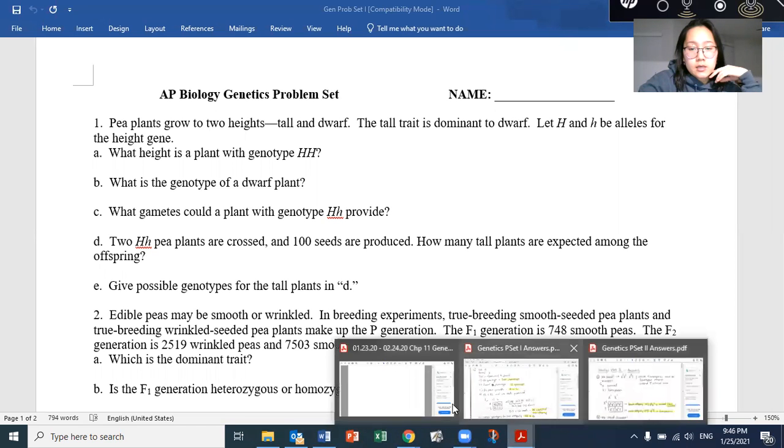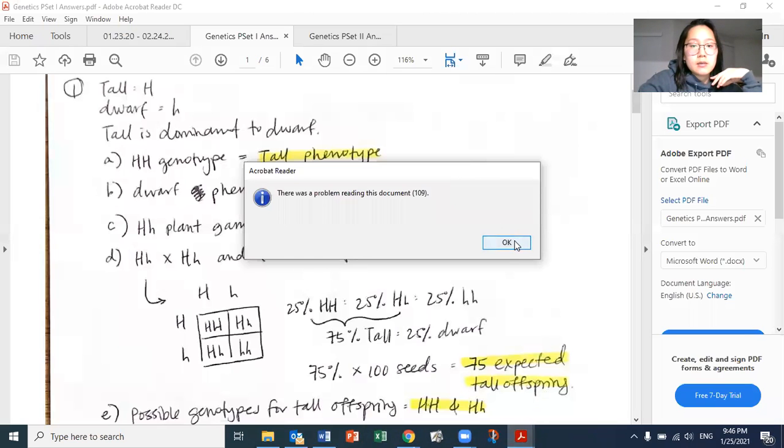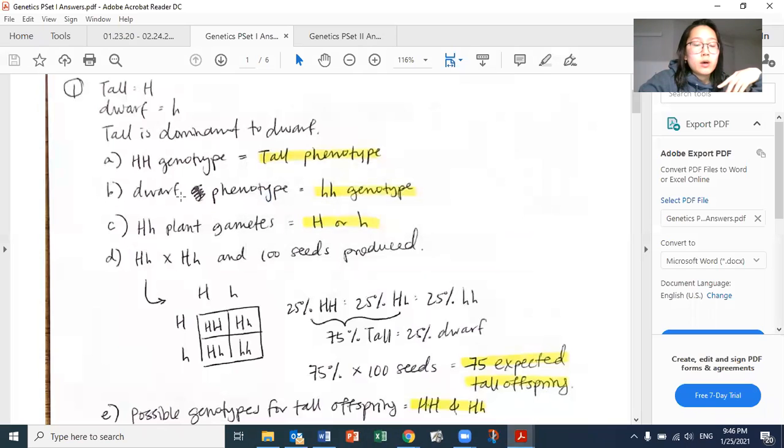So in the problem set, for number 1, obviously you would first mark down that tall is capital H and dwarf is lowercase h, okay? And you want to write out for yourself, just to make sure that you have it in your references, that tall is dominant to dwarf, so you know that that's the reason why it's the capital. Now, part A is asking you what the capital H, capital H genotype is, or the homozygous dominant genotype. And that's a tall phenotype because it has at least one capital H. Part B is the dwarf phenotype.